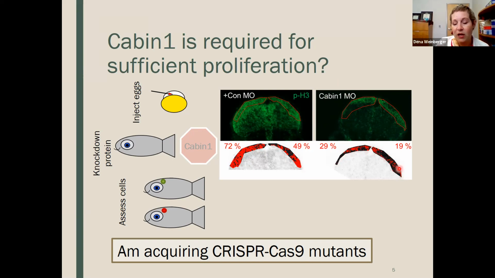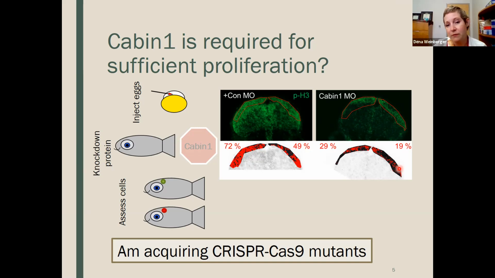I've also got a little bit of data with a different morpholino that's a splice blocker where we see a similar trend. And I'm in the process of acquiring the CRISPR-Cas9 mutants that were developed by my previous lab in conjunction with another one. And literally, I'm just waiting on the legal issues right now of transferring them. So soon, and then I can look at these as well.